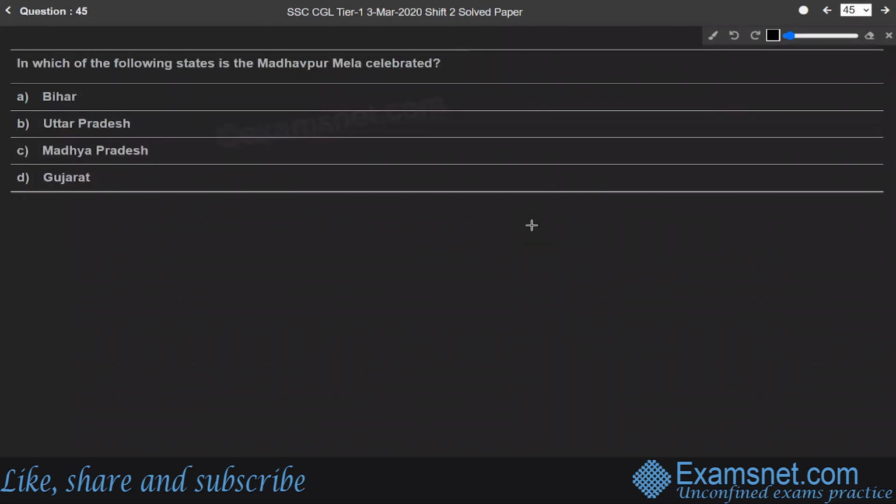Next question is, in which of the following states is the Madhavpur Mela celebrated? And the given options are Bihar, Uttar Pradesh, Madhya Pradesh, and Gujarat. So what do you think must be the correct option for this question? To know the correct option, first let us go through each and every state. So first option is Bihar. Do you know which fair is celebrated in the state of Bihar? In the state of Bihar, Sonepur Cattle Fair is celebrated.